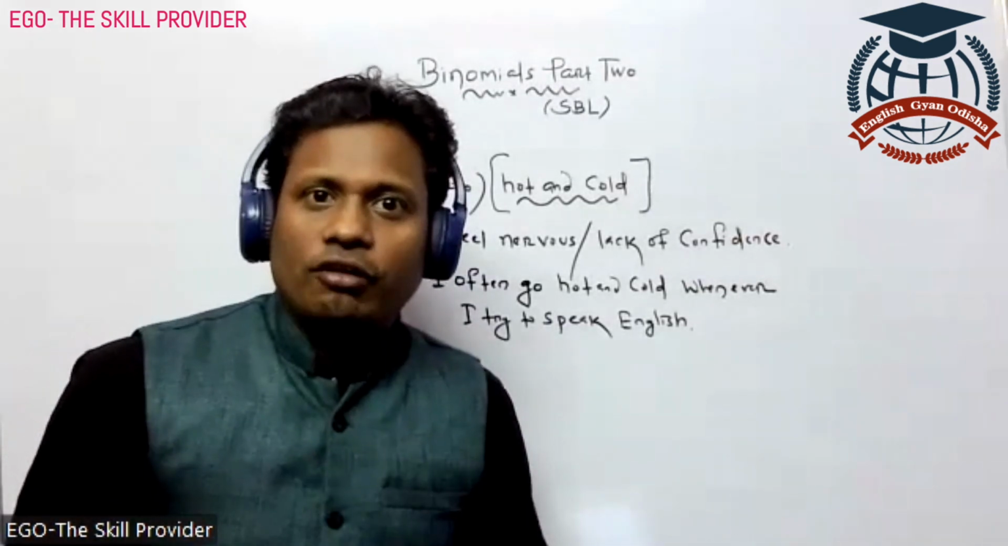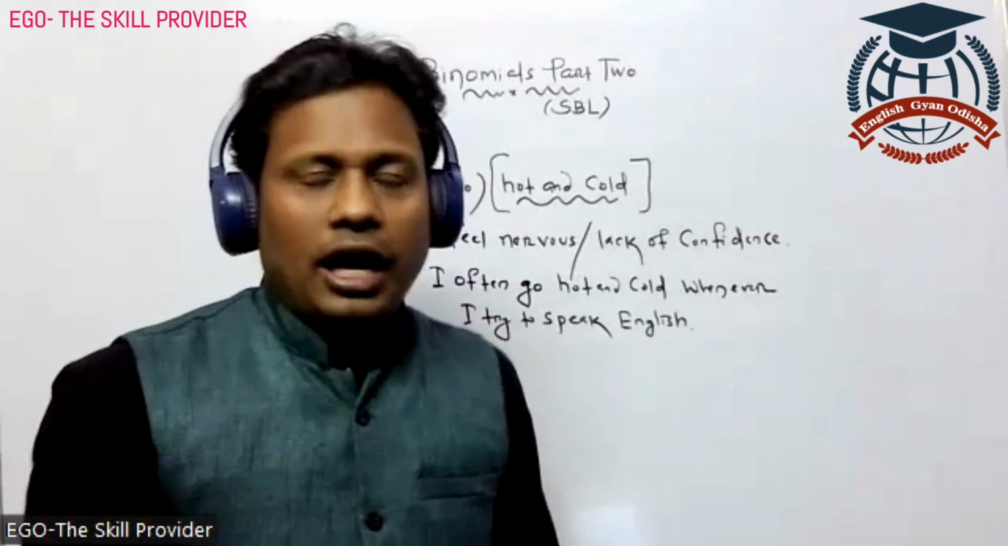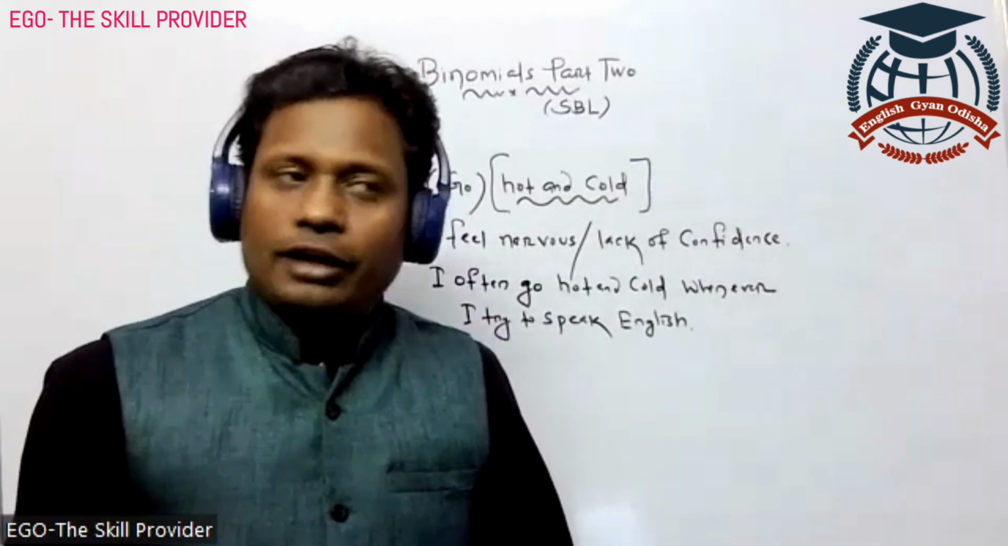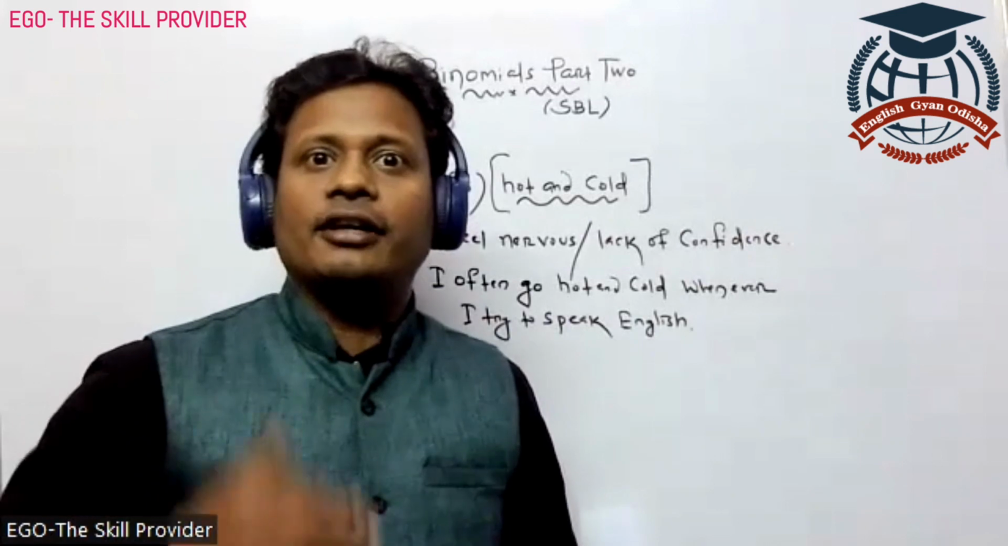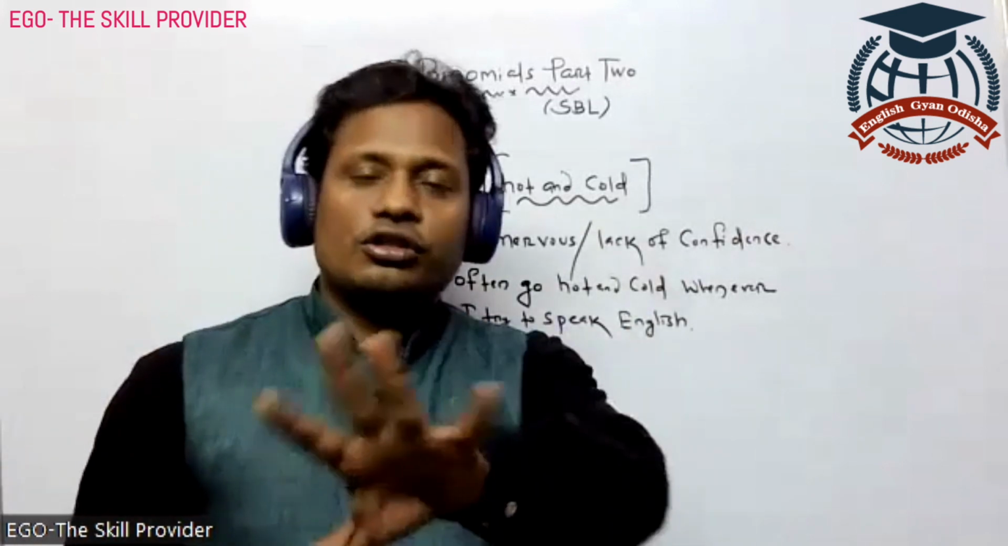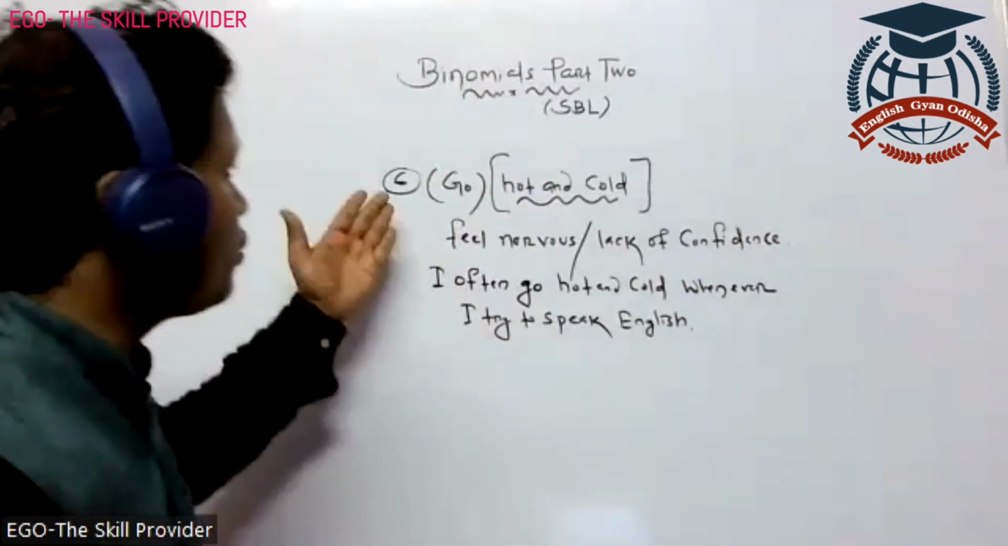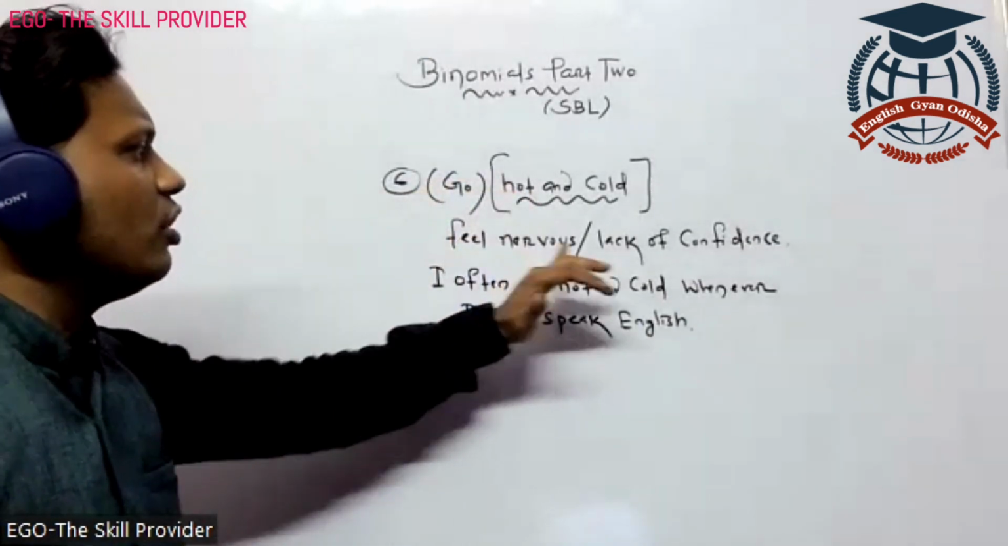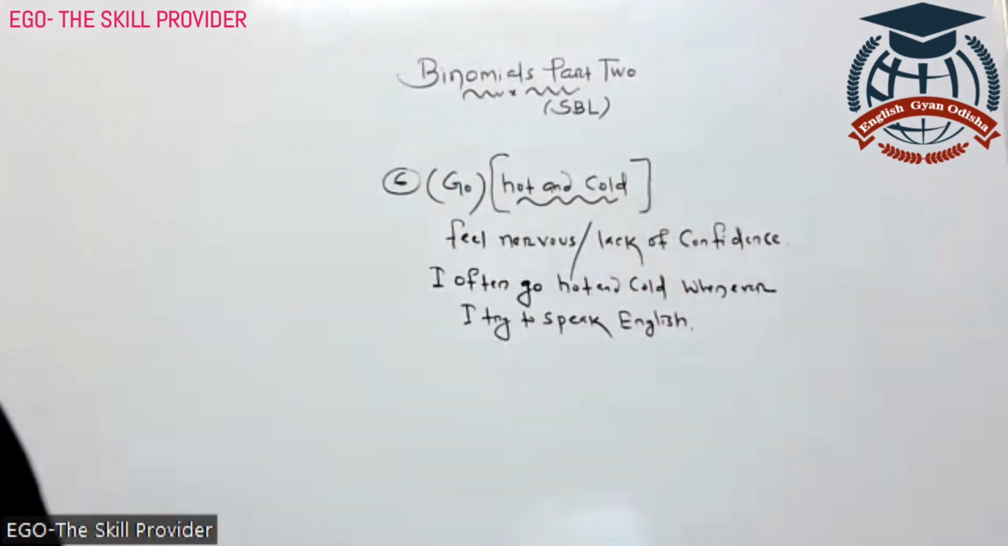It happens whenever I come for the first time before you, I feel very hot and cold. I really went hot and cold whenever I came for the first time on the TV screen or something like that. You can say, okay. So this is called go hot and cold, means feel nervous or lack of confidence. Now this is clear to everybody.